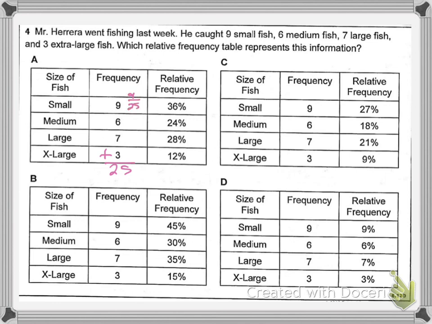So 25. That kind of makes our life a little bit easier because if we're looking at 9/25, remember all we have to do is multiply by 4. So is 9 times 4 36/100, which is 36%? That is correct. And then 6 over 25 multiplying by 4. 6 times 4 is 24%. And then 7 over 25 times 4. 7 times 4 is 28. And then 3 times 4 is 12. So just so happens that the first table we try is the correct answer.